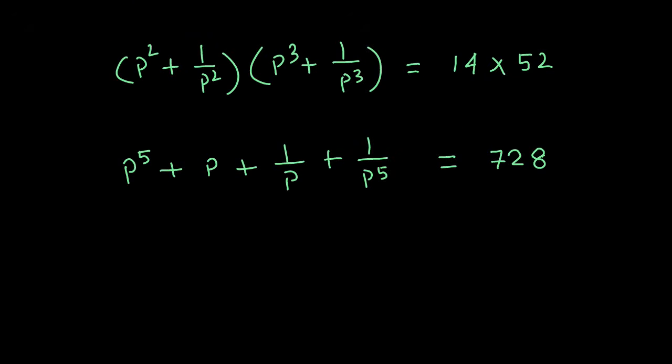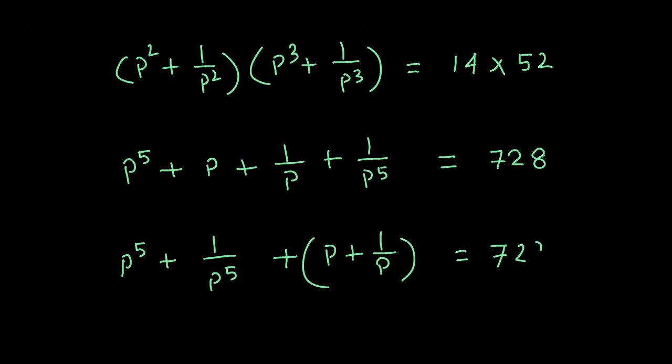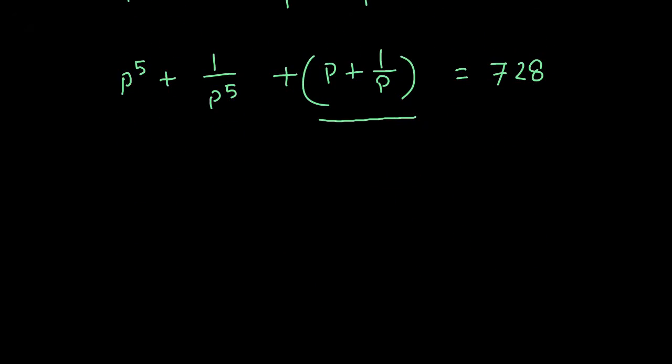Again, we can arrange and we can write p to the power 5 plus 1 by p to the power 5 plus p plus 1 by p equals 728. But we know the value of p plus 1 by p, which is 4. We can put the value here and we can write p to the power 5 plus 1 by p to the power 5 plus 4 equals 728.